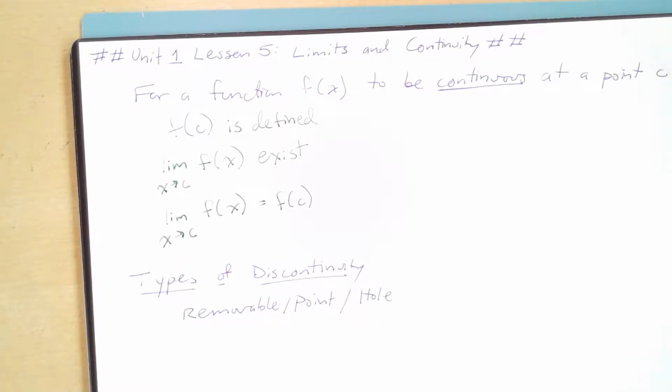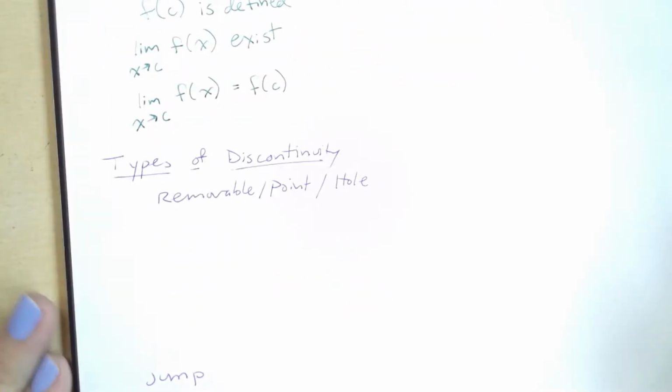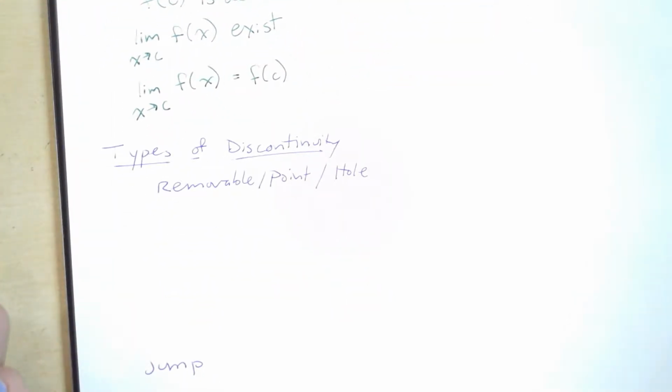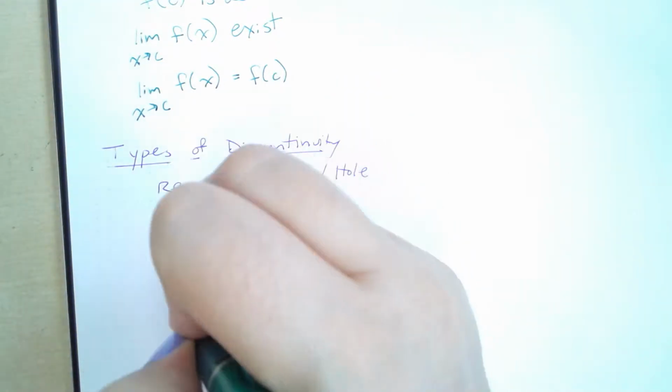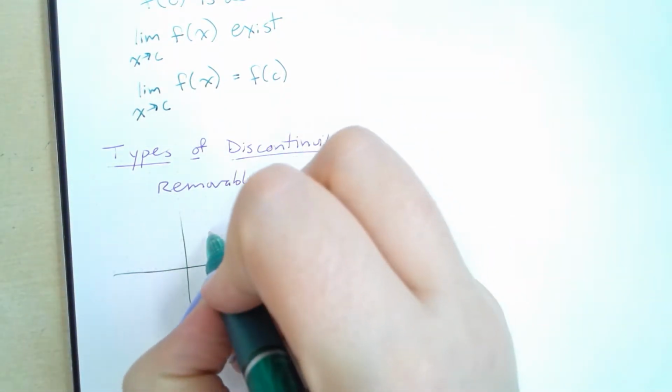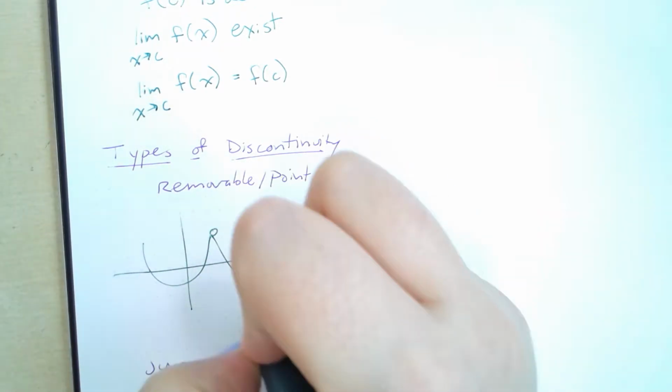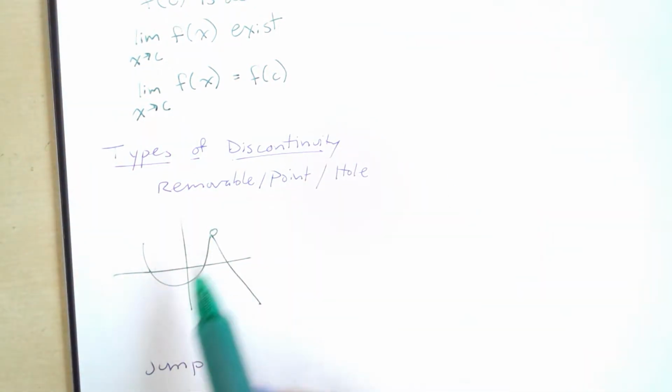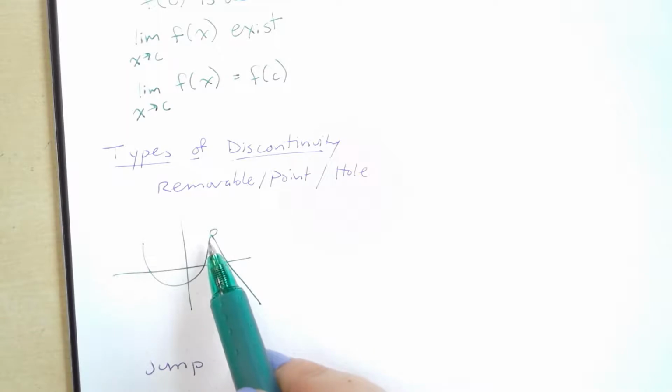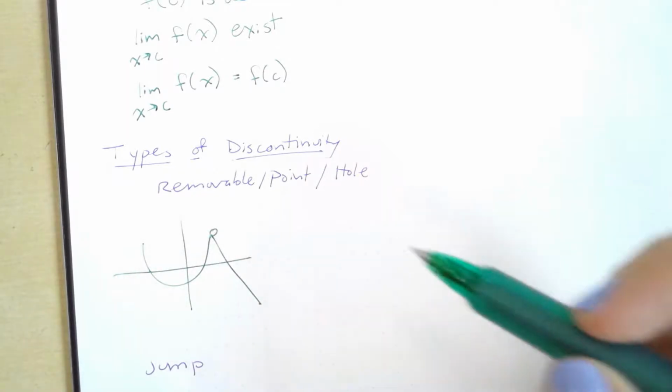Sometimes we don't have continuity, and in that case we have discontinuity. Well, what kind of discontinuity can we have? First kind we're going to talk about is removable, point, or hole discontinuity. These are all the exact same thing, and you've already seen this on some of your assignments. So removable discontinuity would be like if we had something like this, right? There's a hole right there. We do have a limit, but we don't have continuity.